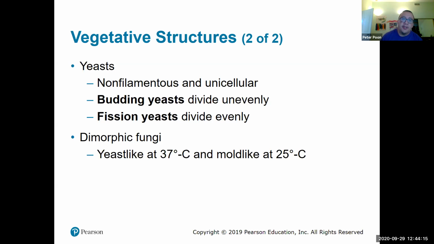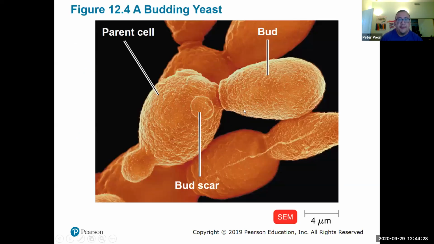The other things are yeasts. Yeasts are non-filamentous and unicellular. Okay, and so these are yeasts. They're unicellular organisms where a bud can actually grow out of the parent cell. You can see that it leaves a scar right there. You can see another bud forming right there. And there's a couple of scars here. So this yeast has already replicated a bunch of times.